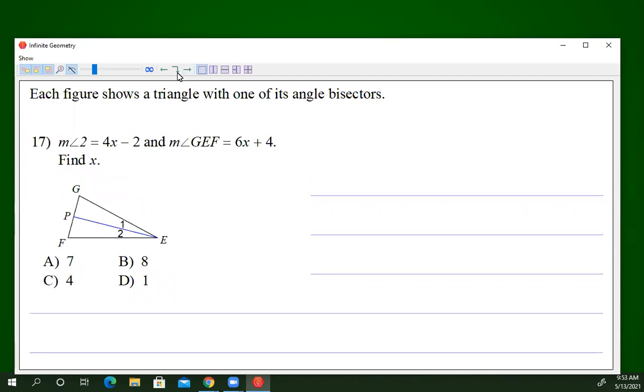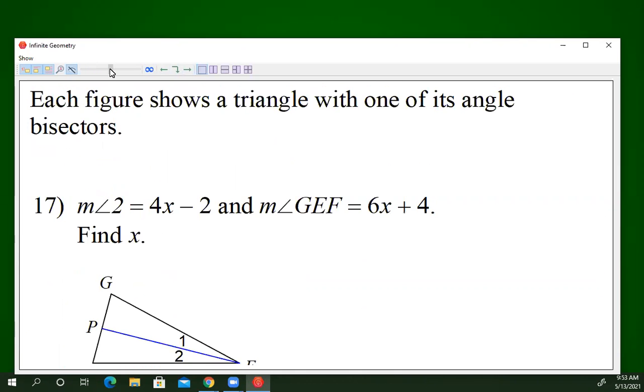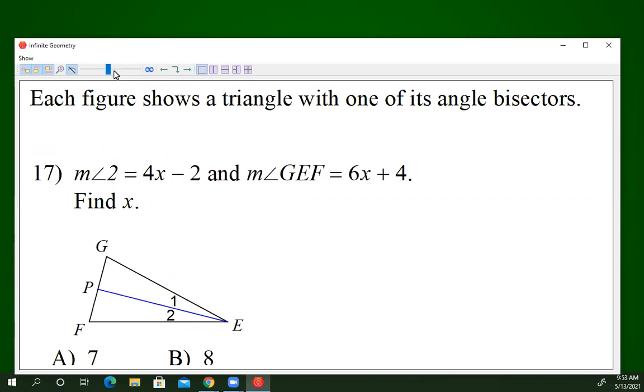I'll do one of the harder ones. Yeah, here's the hard one. Some of these ones with algebra were a little bit trickier. So they tell me that angle 2 is 4x minus 2. And then they told me that the whole big angle, GEF, this whole big angle is 6x plus 4. Does anybody remember what you do to solve the ones like this?